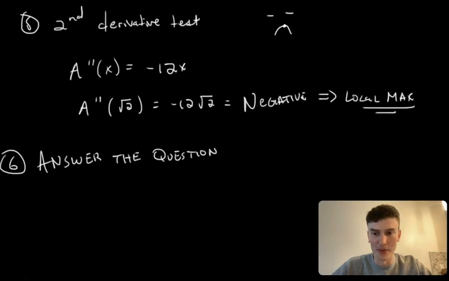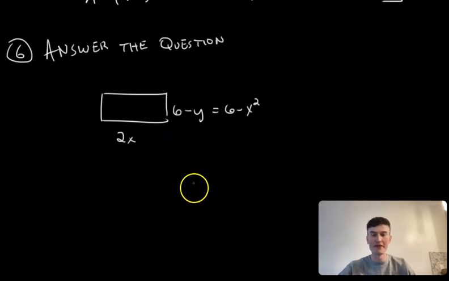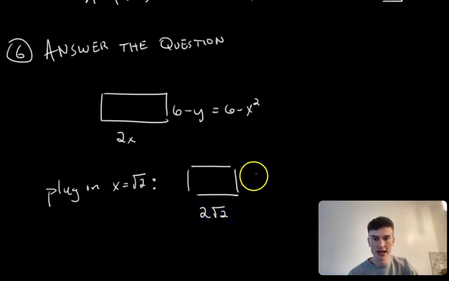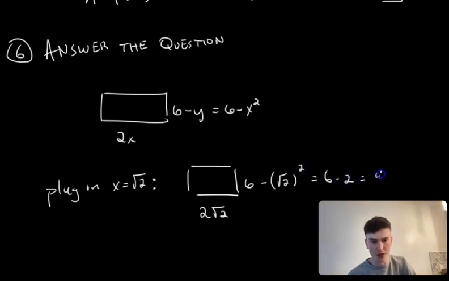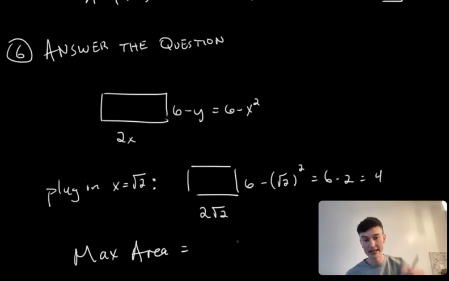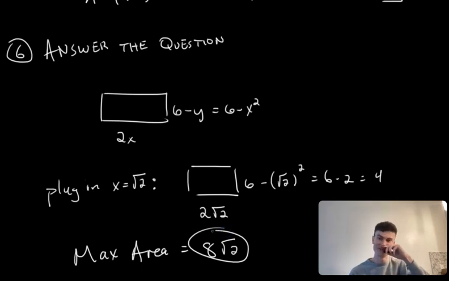So let me make that more clear by drawing it. Here's that picture from above of the rectangle that we care about. Plugging in x equals root 2, we get 2 root 2 times 6 minus root 2 squared, which is 6 minus 2, which is 4. So our maximum area is 2 root 2 times 4, which is 8 root 2. Okay, pretty straightforward, right, to solve it by hand.